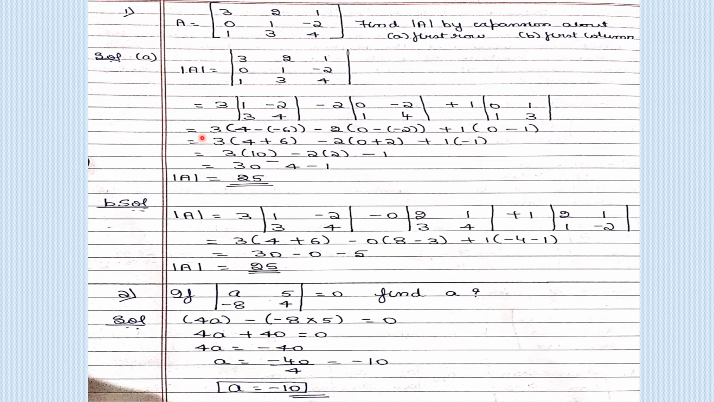Here 3 into 4 plus 6 is 10. So 3 into 10 will become 30. Minus 2, here 0 plus 2, where you will write 2. 2 into 2 will become 4. And once again 1 into minus 1 will become minus 1. So you will write minus 1. So 30 minus 4 minus 1 will become 25. So the determinant answer is 25.